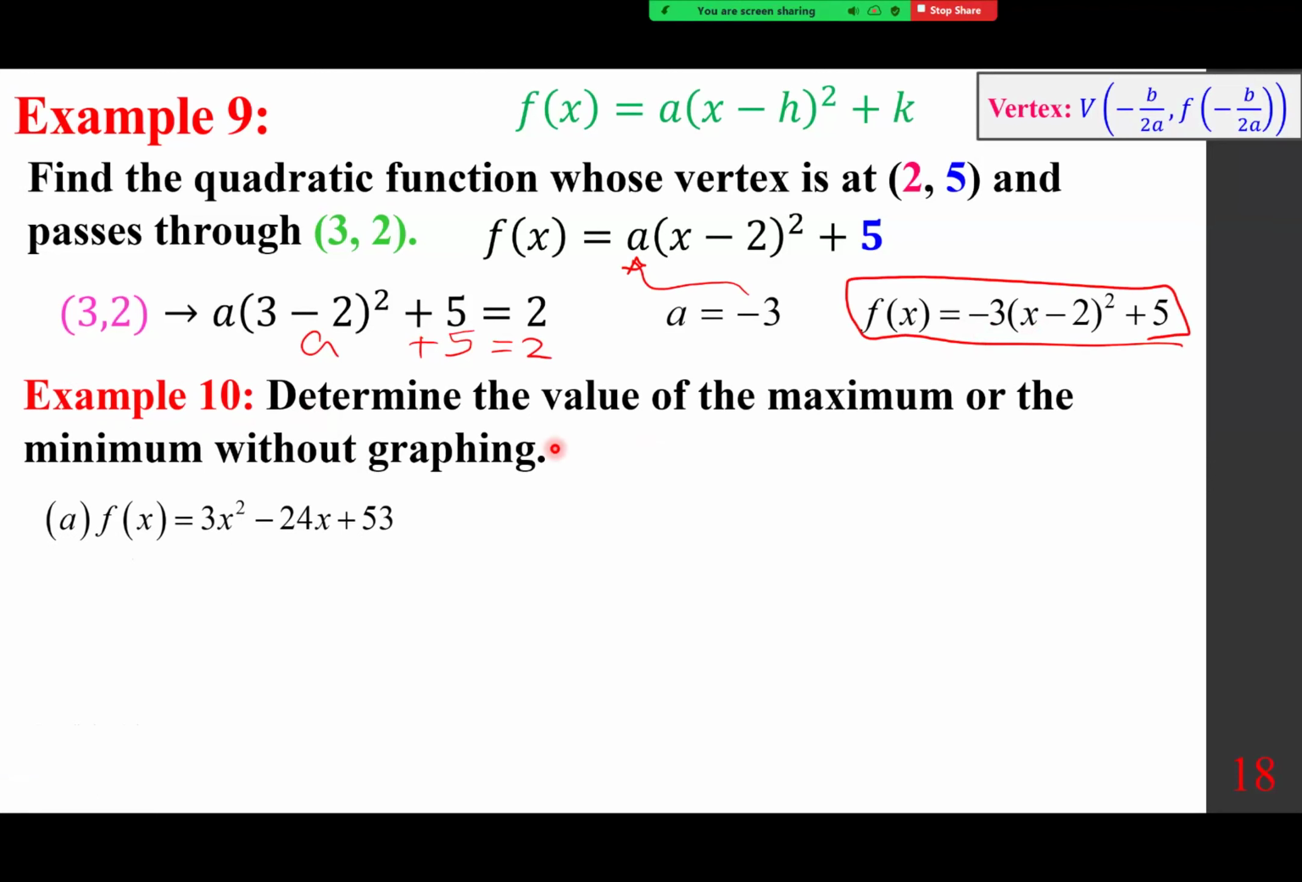Determine the value of the maximum or the minimum without graphing. So here's the function. A is 3, it opens up, so it has a minimum. So let's find x equals minus b over 2a. Minus negative 24 divided by 2 times 3 makes it positive 4.